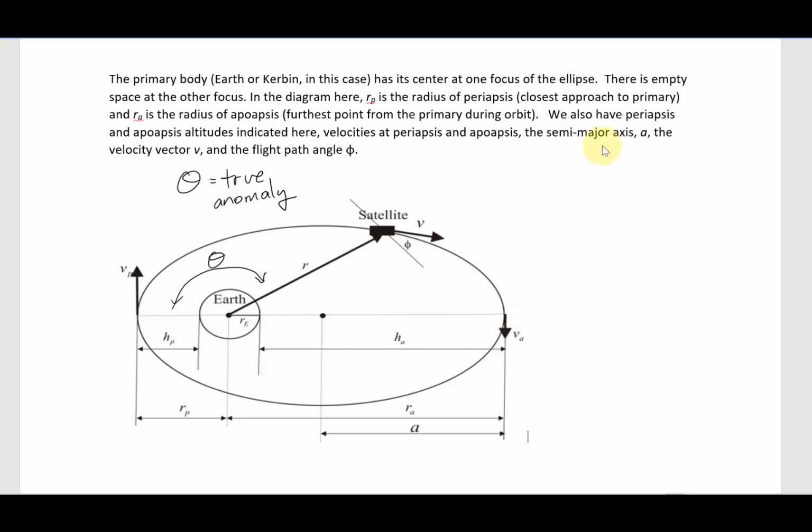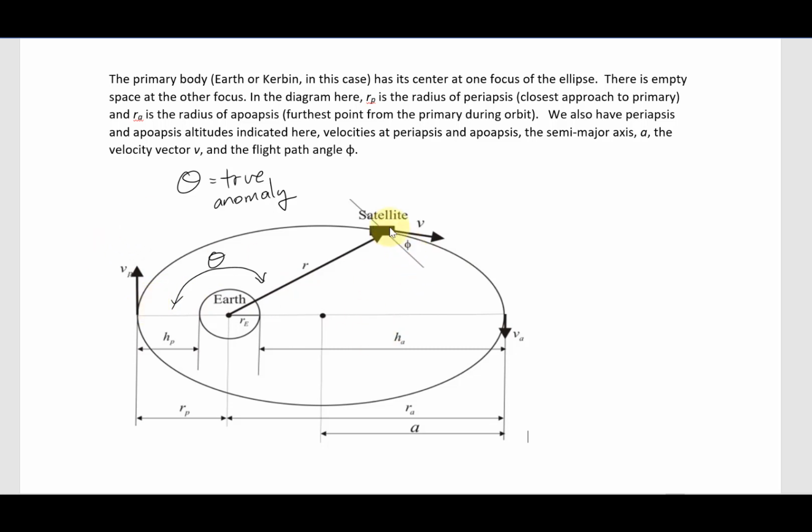The semi-major axis is A, so that's from the center to one end of the major axis. So it's the same distance from the center to the apoapsis as from the center to the periapsis.